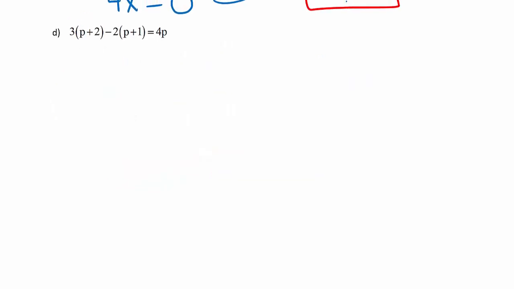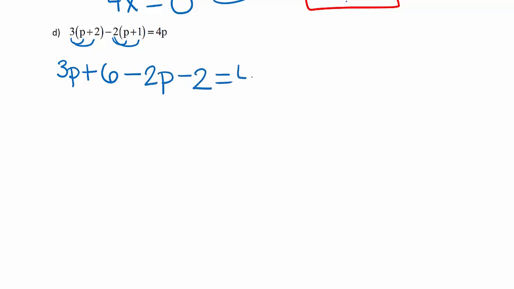All right, one more example. Let's see if we can follow our procedure for this problem. Step 1 is simplify. That means get rid of parentheses. So I'm going to have to do some distributing. 3p plus 3 times 2 is 6 minus 2p minus 2 times 1 is minus 2, and that equals 4p. Notice I had to distribute the negative with the 2.